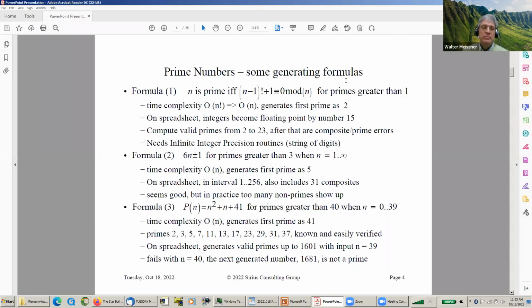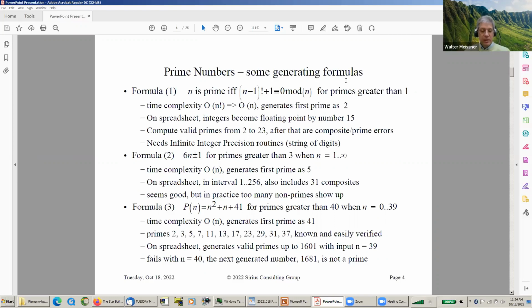So the complexity, if you just start in the middle somewhere, is n factorial. But if you start at the beginning with the first prime and just work your way up, the order would be n. I tried this on a spreadsheet. Integers become floating point numbers by 15. To compute valid primes, I was only able to get from 2 to 23, and after that there are many composite and prime errors. So this is probably a routine that needs infinite integer precision routines, which is just a string of digits. And there was no indication whether there's a point where this algorithm fails.